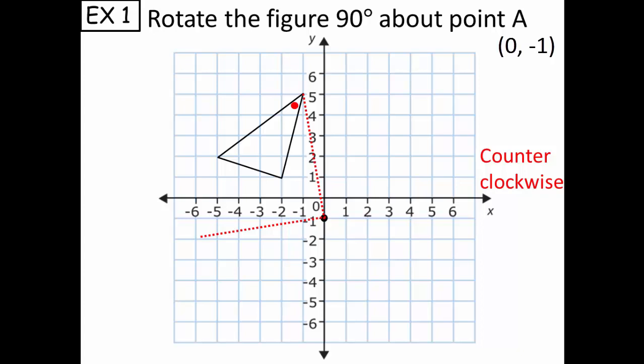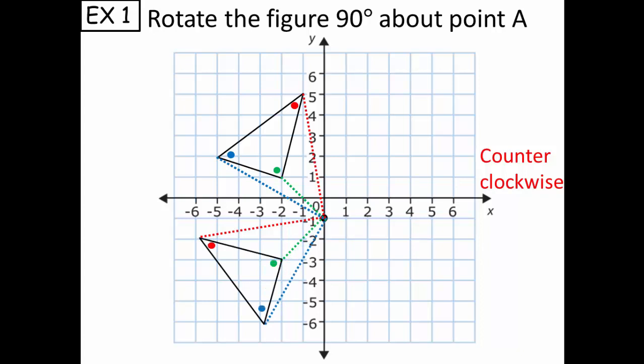Let's do the other point, the green one here. We do exactly the same thing. We're going to go counterclockwise up to 90 degrees. And then we're left with one more point to do. So again, we draw a point from the triangle all the way to the center point, and I've marked that one as blue. So let's take the blue line and rotate it 90 degrees counterclockwise direction.